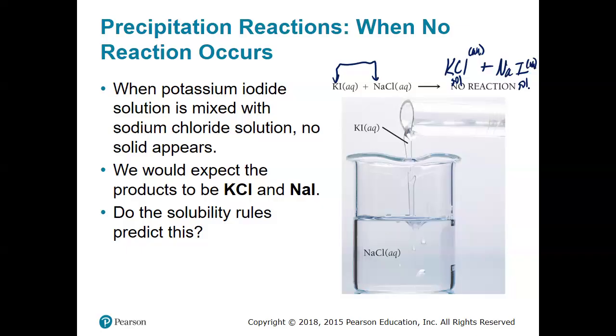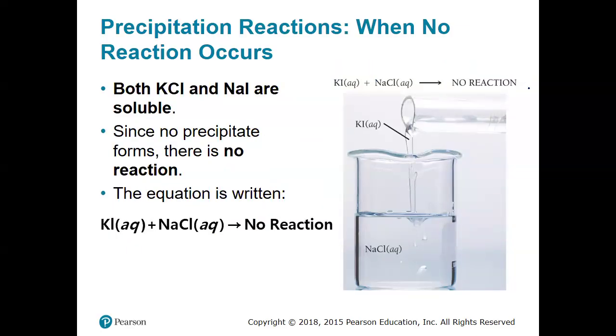Do I see a solid product based upon my solubility rules? No. So when this happens, we classify this as no reaction. Our eyes tell us that it's a no reaction, and the chemical equation and the solubility rules also predict that a reaction would not occur here. So when our solubility rules predict that there is going to be no net change, we say that that's no reaction.